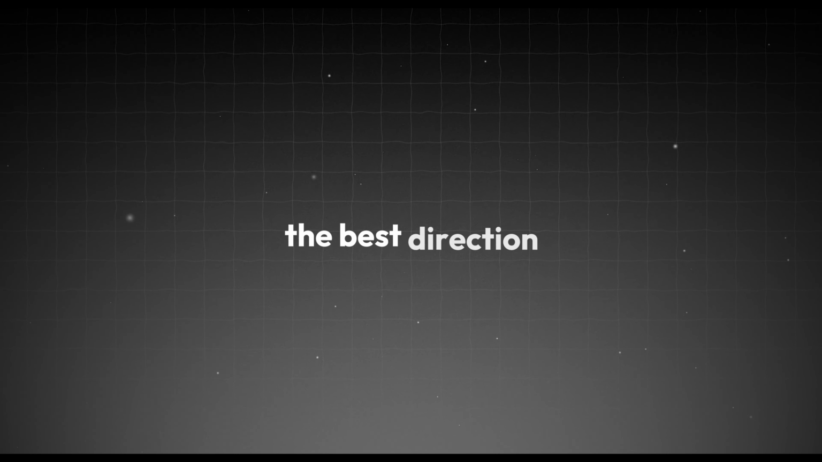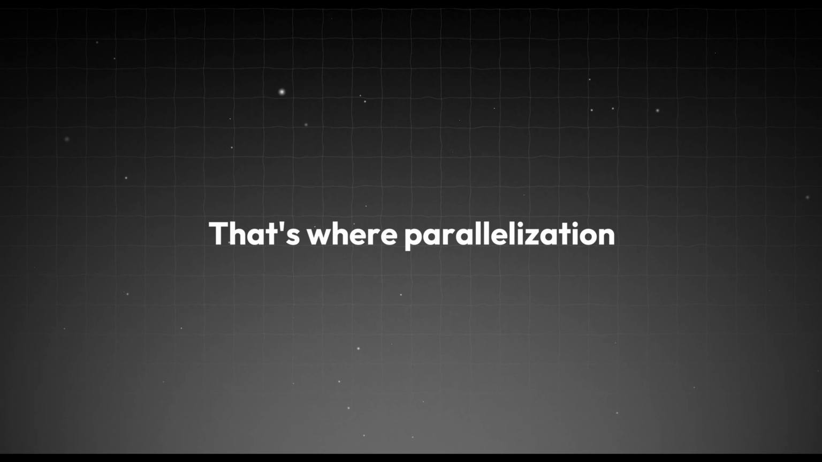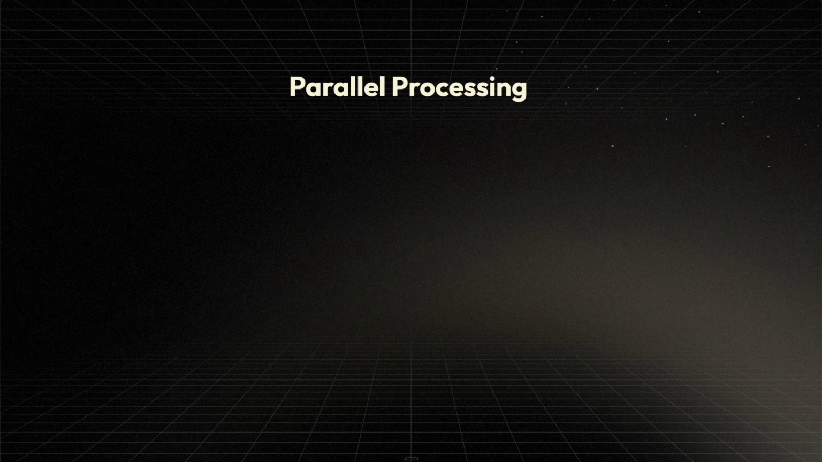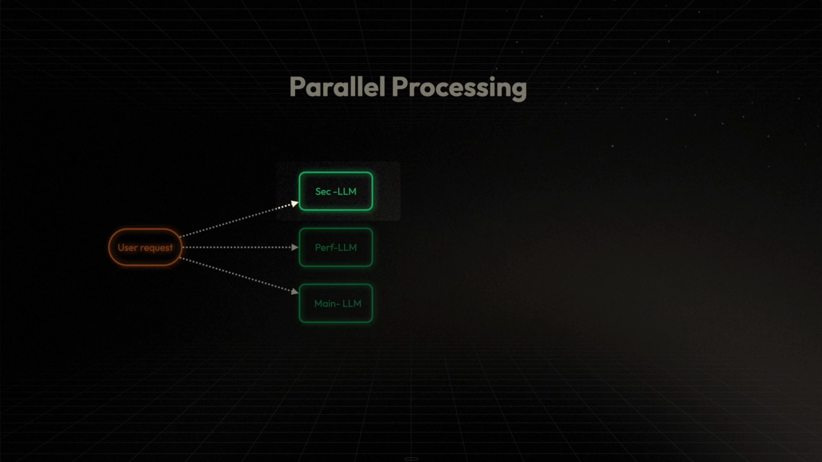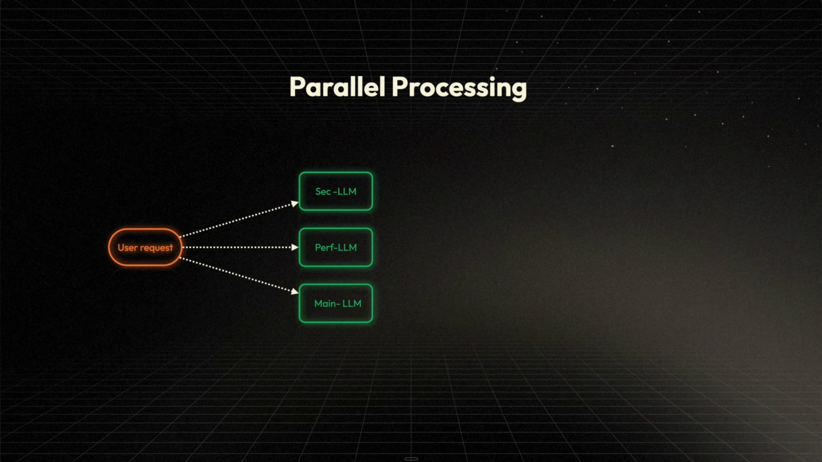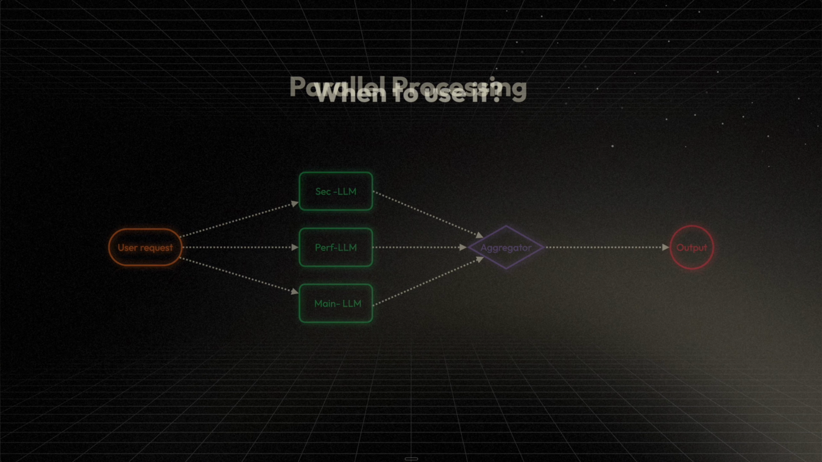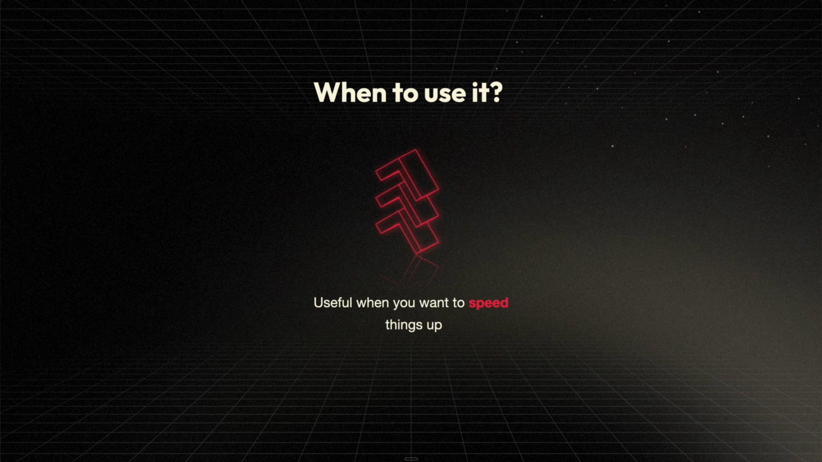Routing is about choosing a direction, but sometimes the best direction is all of them. That's where parallelization kicks in. Let's say a user submits a piece of code. Instead of asking one LLM to do everything, we split the job. One model looks for security issues, another checks for performance, and another reviews maintainability. There is no gate here. Instead, we collect all the results in an aggregator and pass it to something like a summarizer to generate one final clean output. This workflow works best when you want to speed things up by running subtasks in parallel.